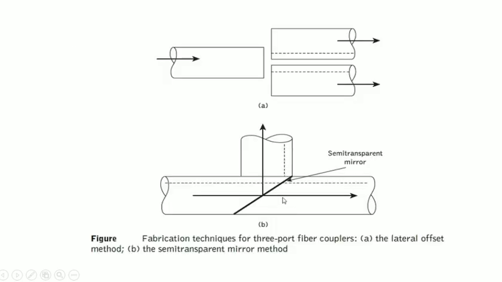Next is what are the fabrication techniques used for 3-port couplers. We have 2 methods. One is the lateral offset method, figure A represents that. The second one is the semi-transparent method. In the lateral offset method, observe, this is fiber 1, this is fiber 2, this is fiber 3. So first port, second port, third port, so 3-port coupler.